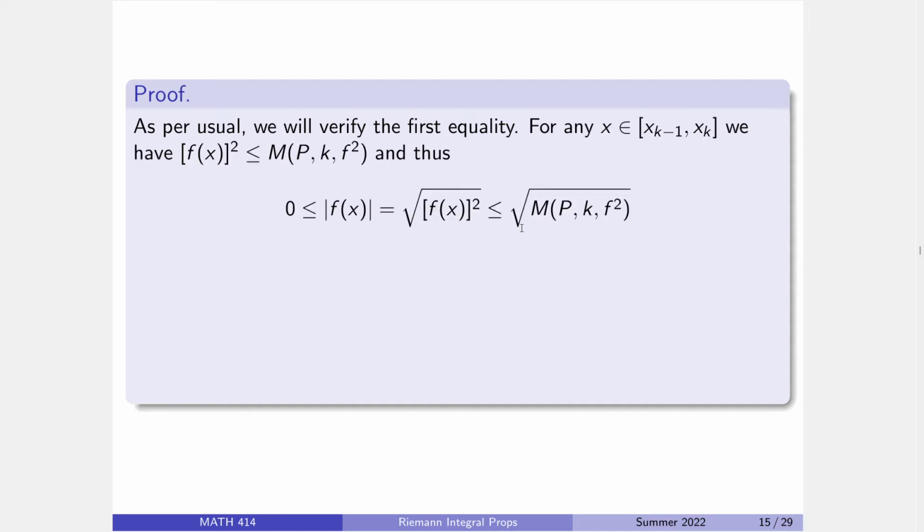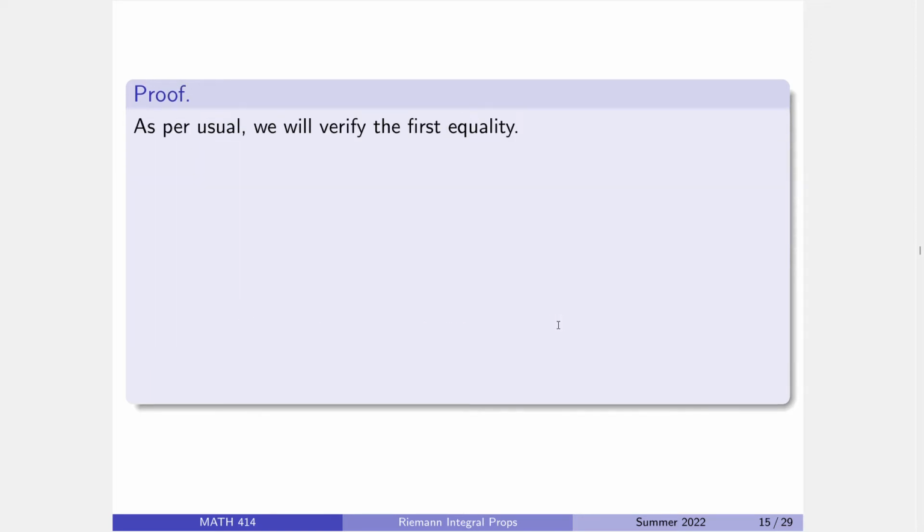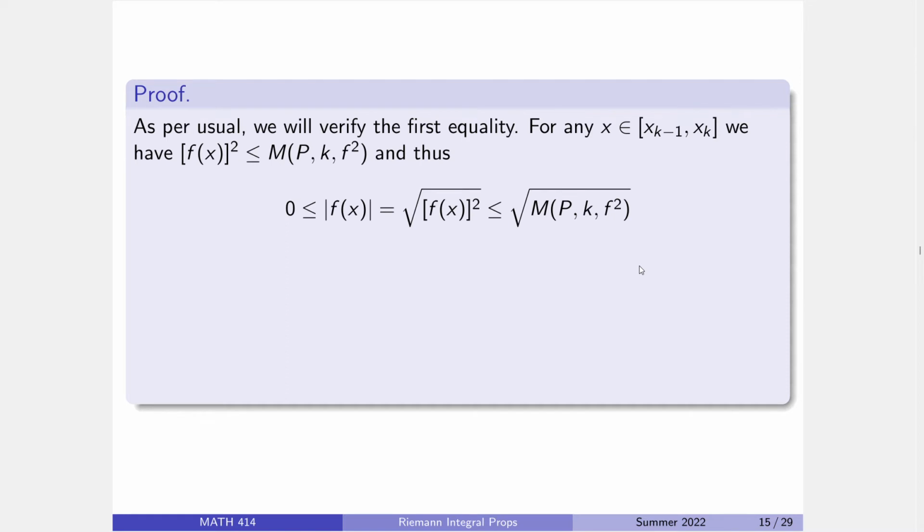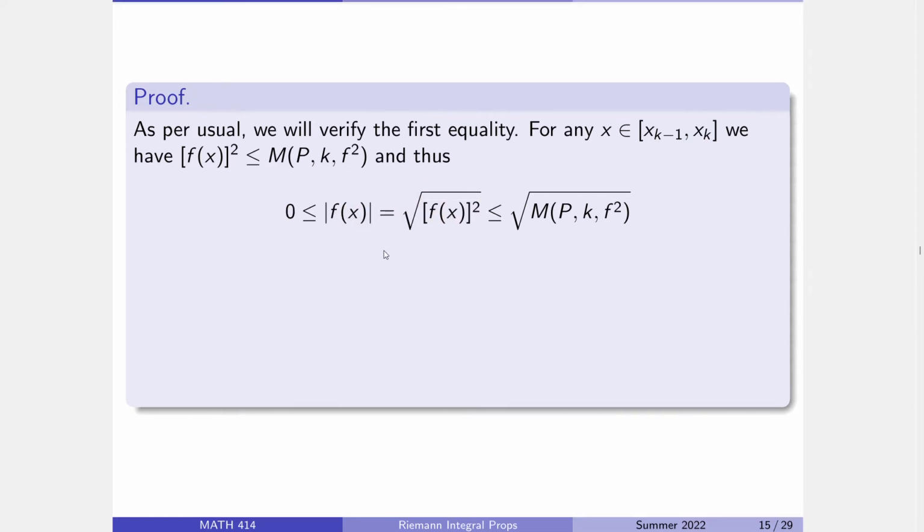Okay, so let's prove the first equality. So we'll prove it for the supremums. You can do it for the infimums, not much changes. Okay, so first things first, we're on the k subinterval. For any x that lives in there, squaring the function does not exceed the supremum of it. And then what are we going to do? Well, we'll hit things with a square root. Square root is increasing, so we know that this is good. And we hopefully recall that the square root of a square gives you the absolute value, which we know is greater than or equal to 0.